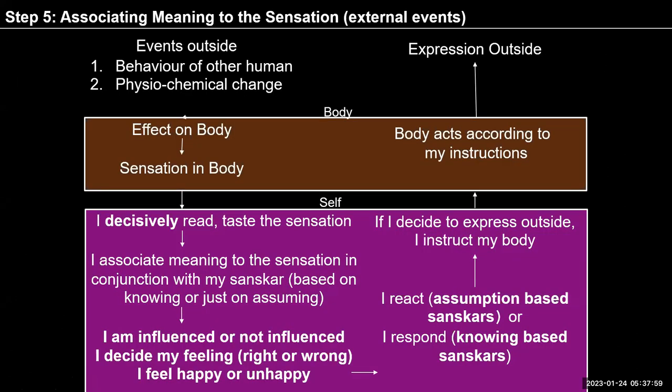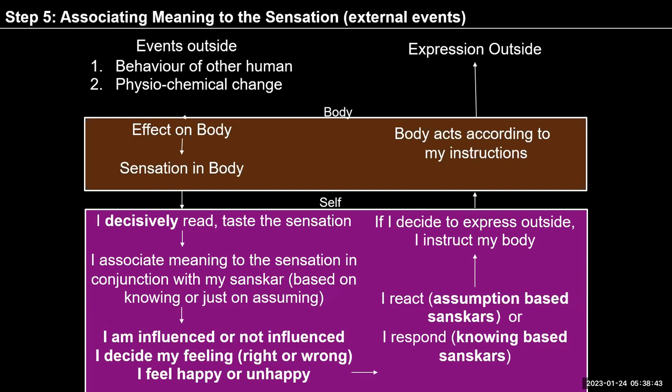Now, looking at the 3 kinds of sensation, essentially there are 2 kinds: something inside the body and something outside the body. Whatever is happening outside could either be the behavior of another human being, or some physiochemical changes, which has an effect on the body and causes sensation in the body. I decisively read and taste the sensation, and then I associate meaning to the sensation in conjunction with my sanskar, which may be based on knowing or just on assuming. Then, as highlighted here, I am influenced or not influenced, and then I decide my feeling, which may be right or wrong, and then I feel happy or unhappy.